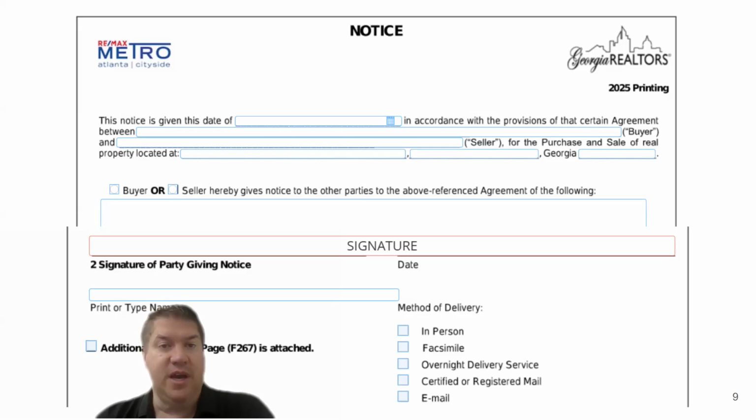If we remember from the contract, when we went through the contract, there are specific requirements of the notice. The notice has to be signed by someone. And so here you'll see the signature of the party giving notice. There's two slots for it. I only showed one. You print or type their name, and then you can deliver it through these different methods of delivery. Let's remember, facsimile is one of the options, right? A fax is one of the options.